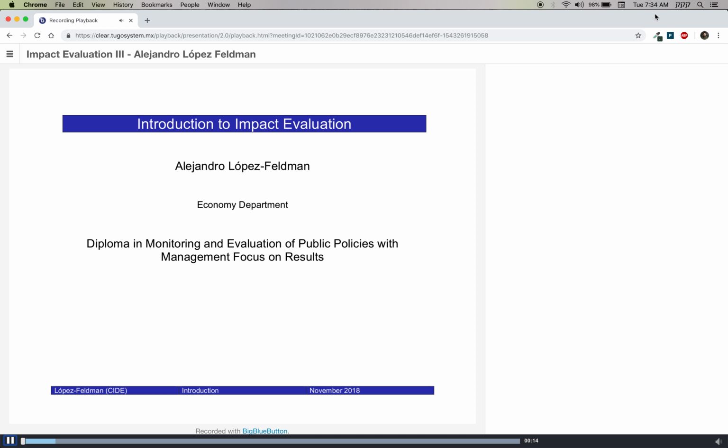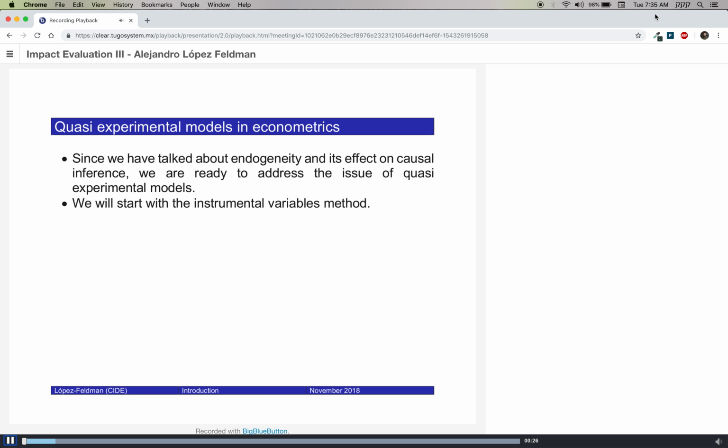Okay, so in the previous session, we were talking about the quasi-experimental methods. We were talking about this randomization idea, and also about the problems that might happen if we do not have an experimental design and if we try to use a simple regression method. So we have this idea of endogeneity, and this is something that we have to solve in different ways. And also, we were talking about econometrics.